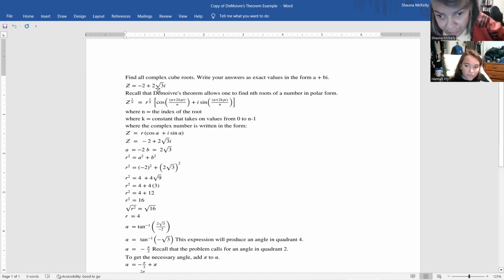Now, I purposely made this a little bit hard. The arithmetic is a little bit harder but the mechanics are the same. If you need to go over the arithmetic, we can. Not a problem. Find all complex cube roots, third roots. Write your answers as exact values in the form a plus bi. That's what this question was. Here's my number: z is equal to -2 plus 2 square root of 3 i. Now, first question. This number that they gave me is complex, right? Is it in rectangular or is it in polar form?